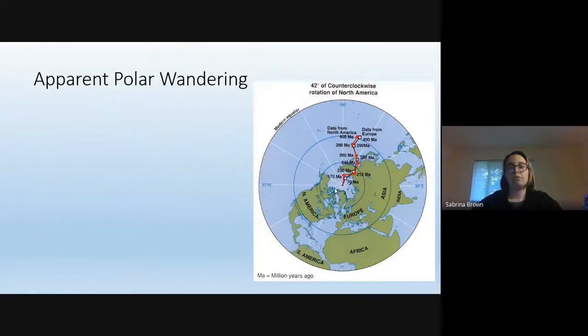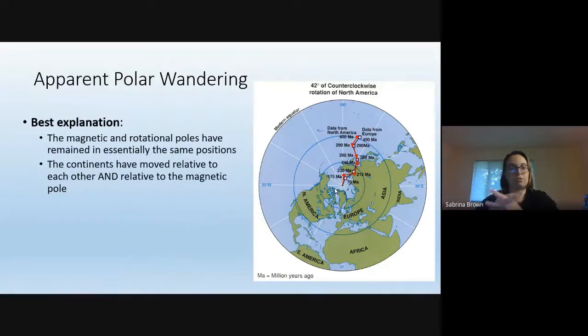But if we rotate those records a little bit, the best explanation is that actually those records match up, right? The magnetic pole was only in one place at one time. It couldn't have been in two different places at one time, depending on if you were in North America or Europe. And so the magnetic and rotational poles have remained in the same positions, but the continents have moved relative to each other and to the relative magnetic pole, right? So we can use this magnetic pole data to infer and support that the continents have moved through time.